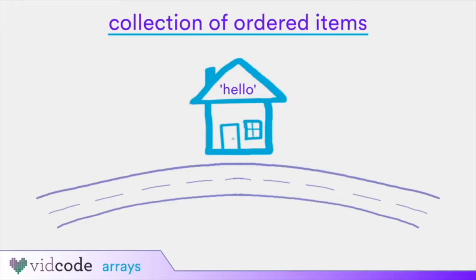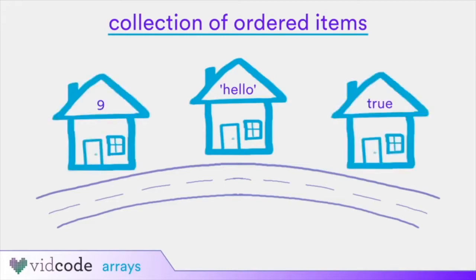Let's add a number and a true value. An item in an array can be just about any data type. The order of items matters in an array. We will refer to our houses in order from left to right.